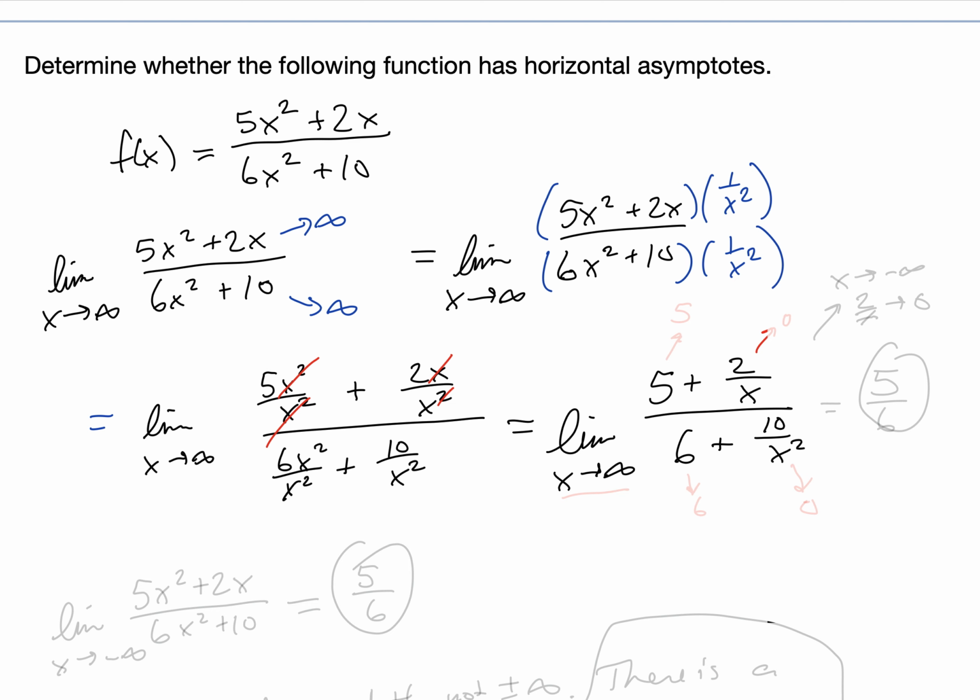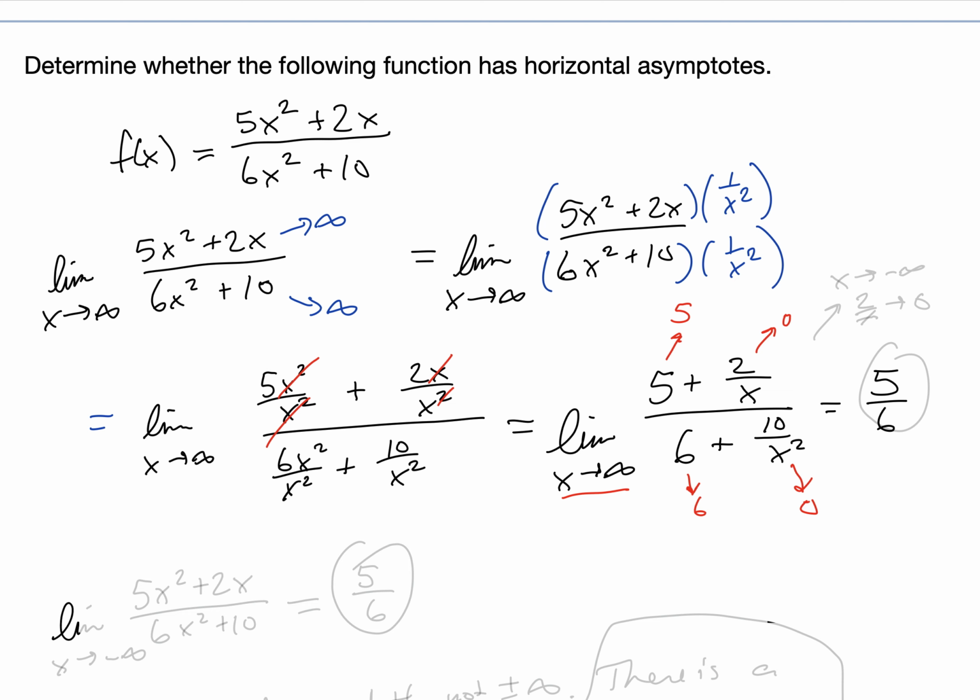And now let's think about what happens to each of those terms. Well, as x goes towards infinity, 5 just continues being 5, it doesn't care. What happens to 2 over x? That's 2 over a really big number, 2 over like a million, that's getting closer and closer to 0. What happens to 6? 6 keeps just hanging out being 6. And what happens to 10 over x squared? That's 10 over a really large number squared. That's going to 10 over something really big. That's getting closer and closer to 0. So what happens to the entire limit? The entire limit approaches 5/6.